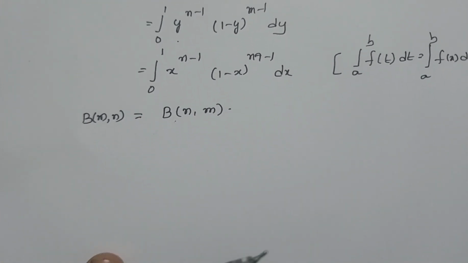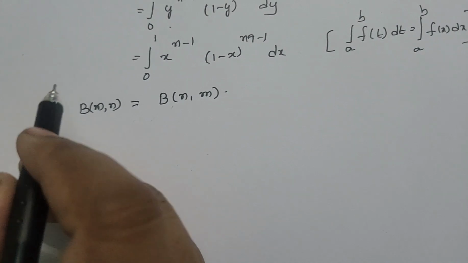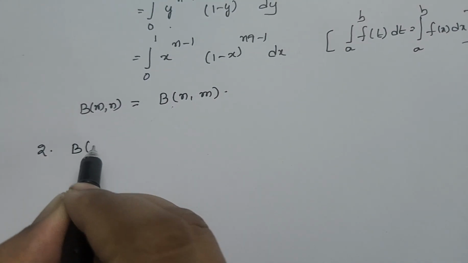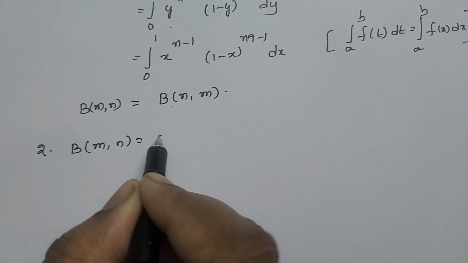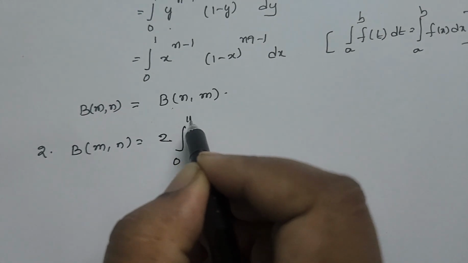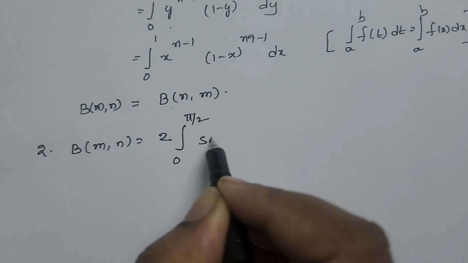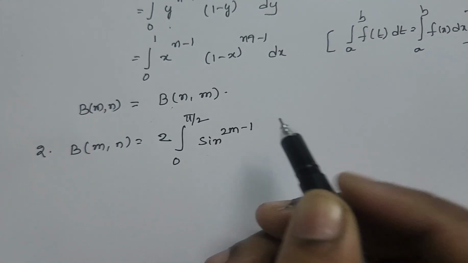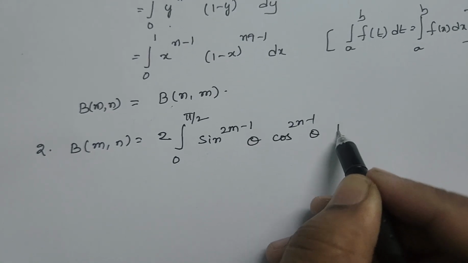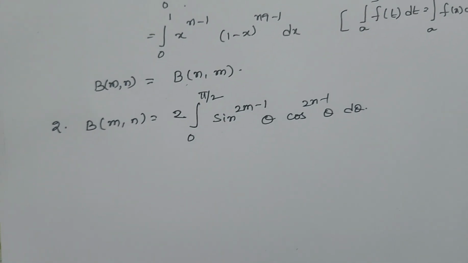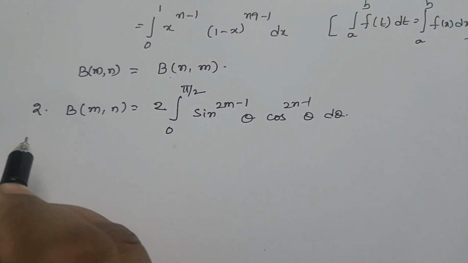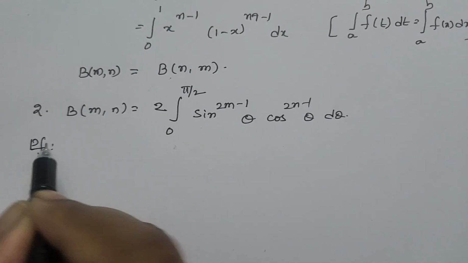Now we will look at the second property. The second property is beta m, n equal to 2 into the integral from 0 to pi by 2 of sine to the power 2m minus 1 theta, cos to the power 2n minus 1 theta d theta. Okay. Now we are going to prove this.